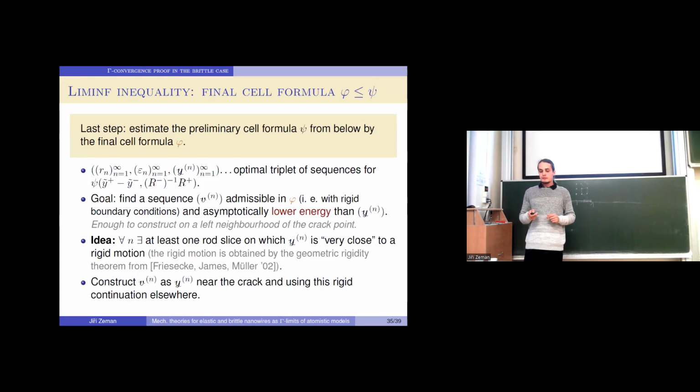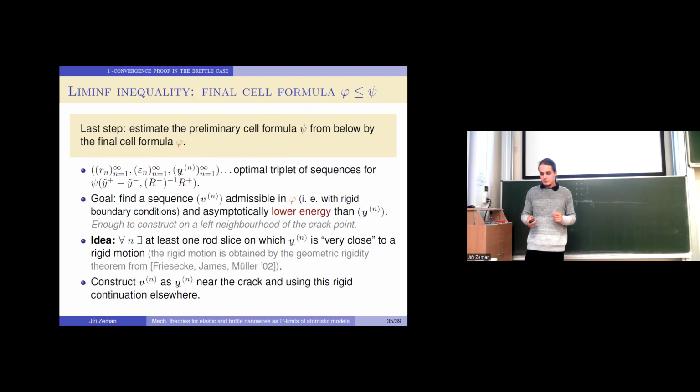And in the last step, to prove the lim-inf inequality, we estimate the preliminary cell formula psi from below by the final cell formula with rigid boundary values. How can this be done? Let's say that you have the optimal triplet of sequences for the preliminary cell formula.